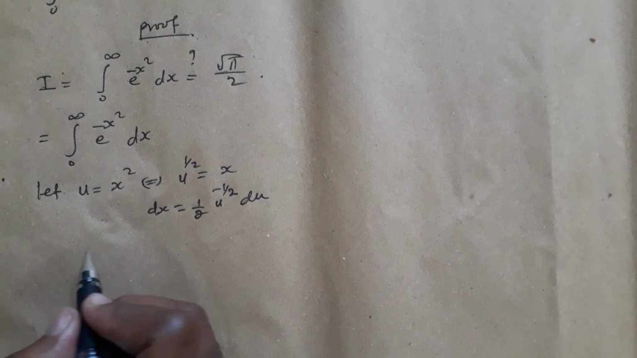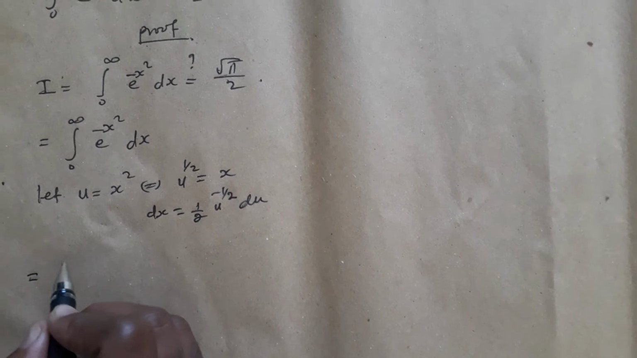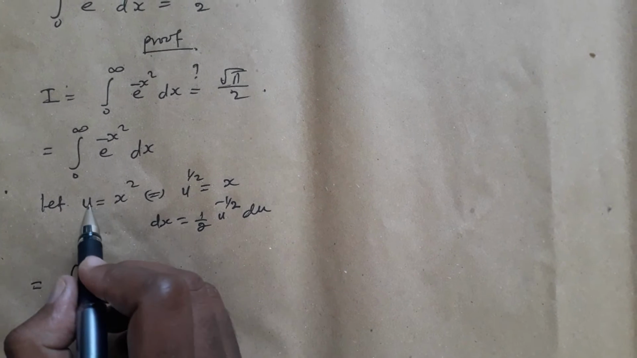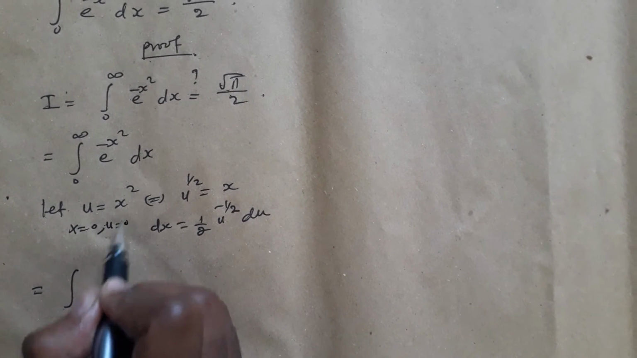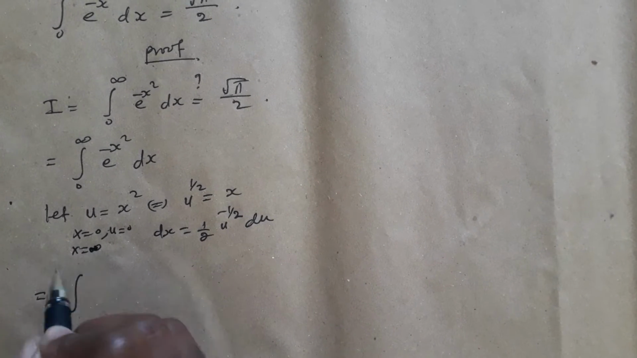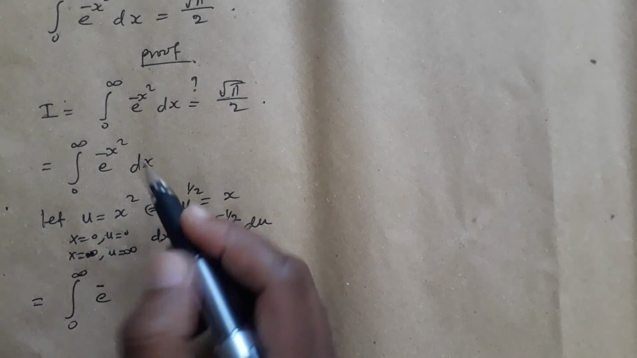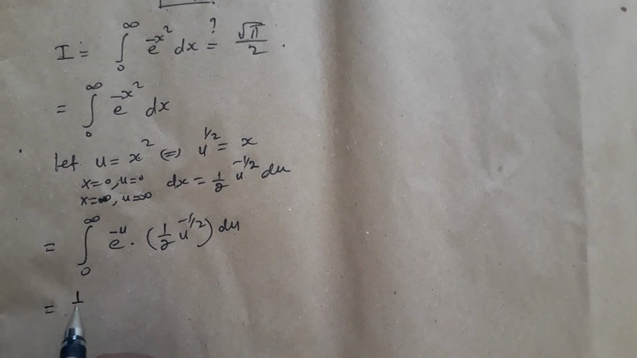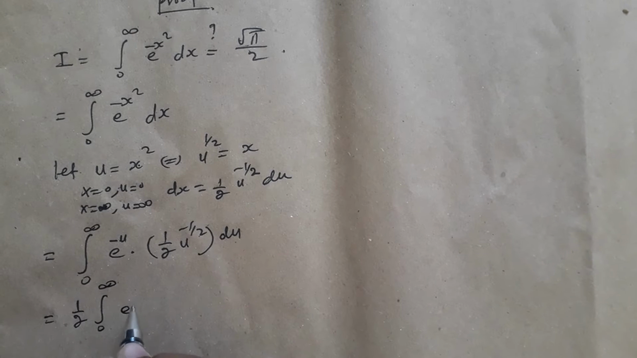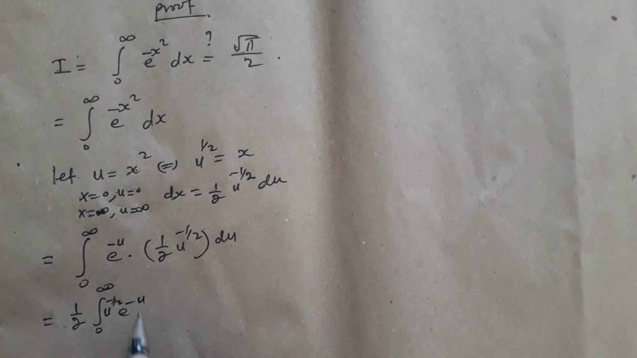Okay, and then the integral is transformed in terms of u. What will be the limits? When x is 0, u is 0, and when x is infinity, u is infinity. Therefore, from 0 to infinity of e to the minus x squared, where we let x squared be u, and dx is half u to the power minus half du. We take this constant half in front, so we have half of the integral from 0 to infinity of u to the power minus half e to the minus u du.